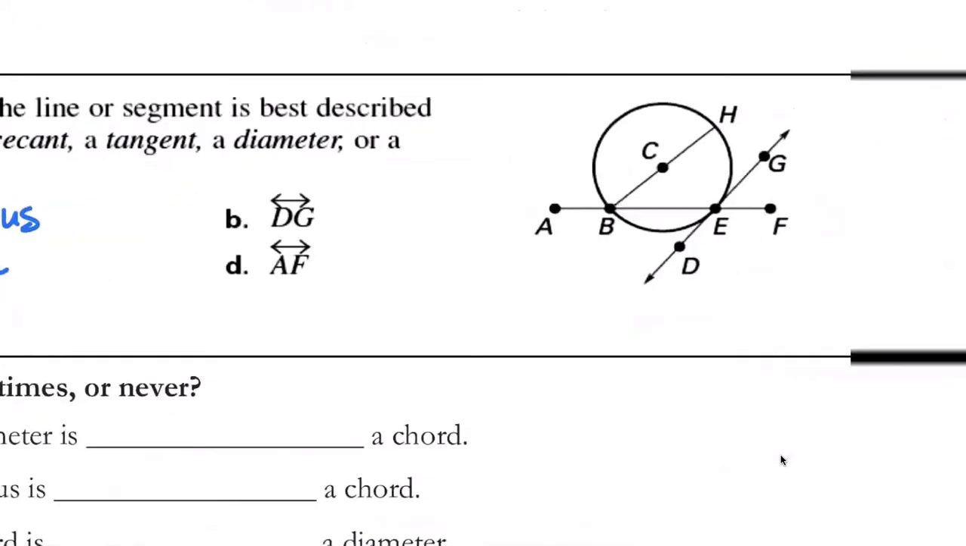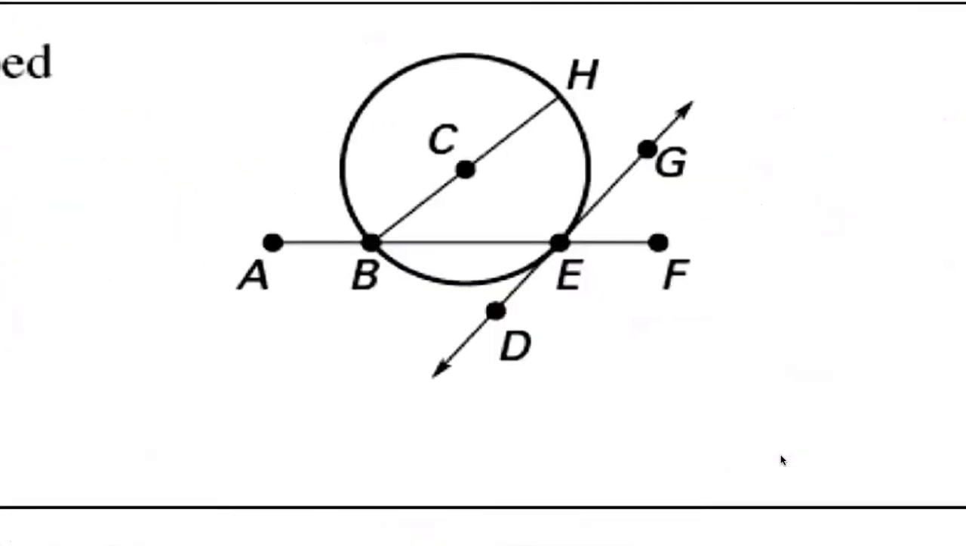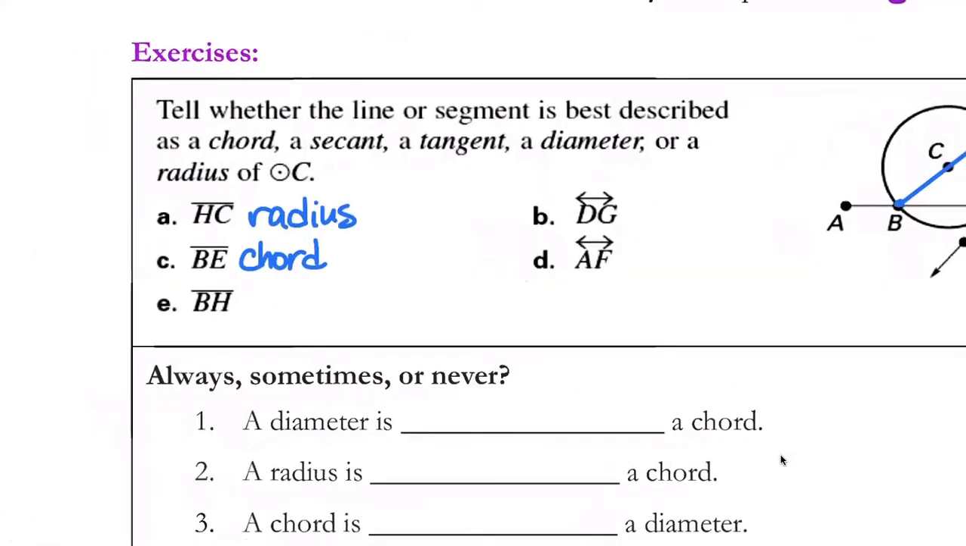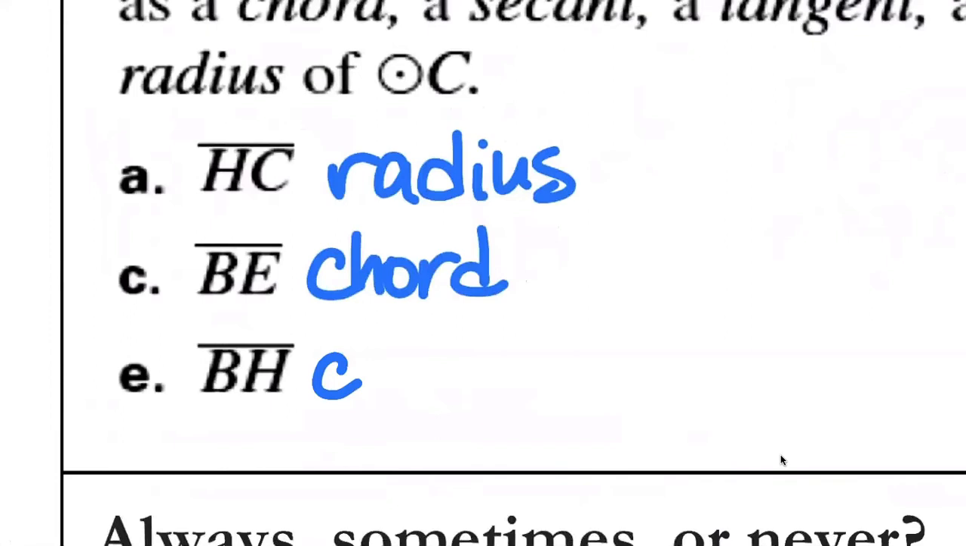Okay, segment BH. 2 points on the circle connected to each other through the center of the circle. So that's a chord, but it's also a diameter. So it's a chord and it's a diameter.